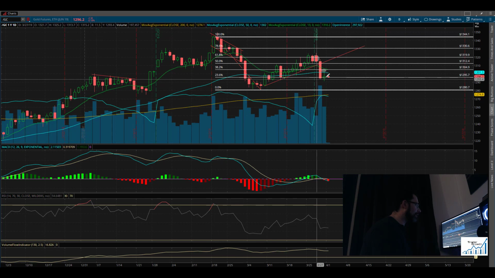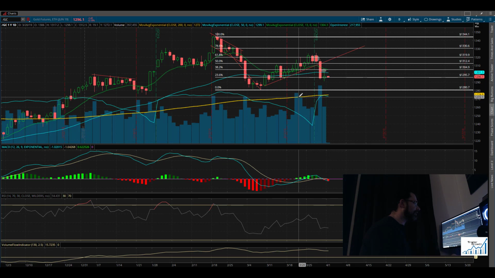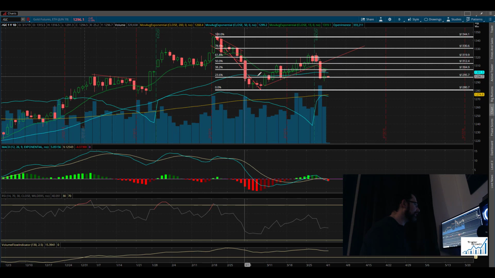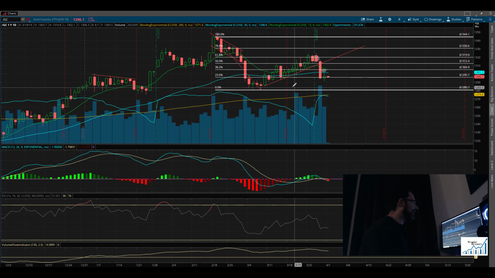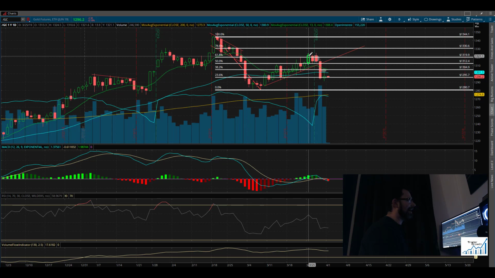But in all honesty, I really like where we're at right now, which is this 23.6 level. And for those of you that know my charts, my 200 exponential moving average is my yellow, and the 50 exponential moving average is this light blue line. So what I'm looking at here, for me personally, we've made a fresh high, we've made a lower low, and now we've made a lower high.